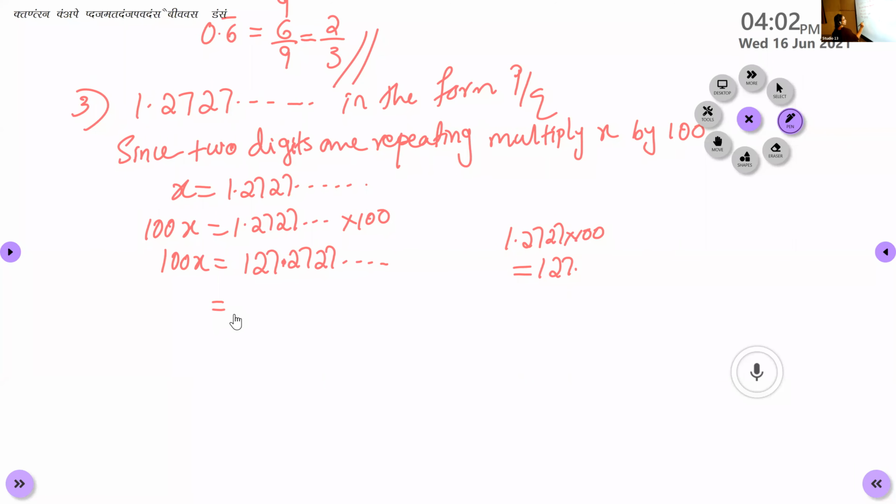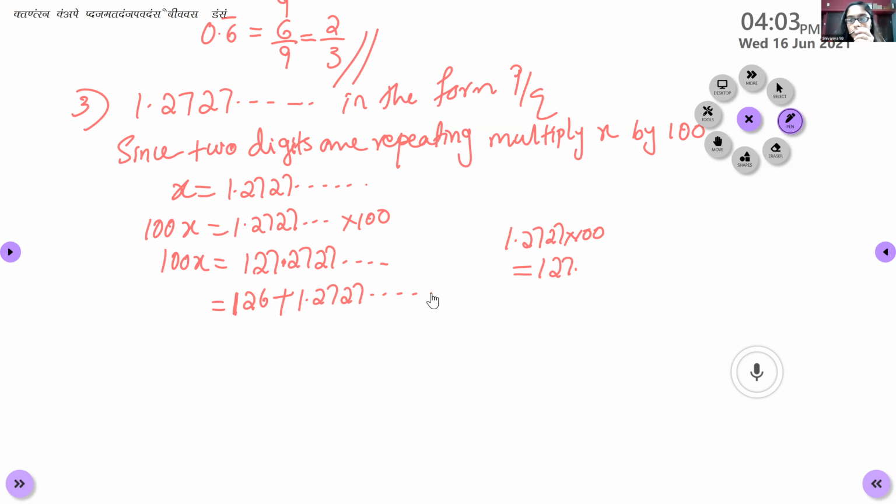So this is equal to 126 plus 1.2727. Here, plus this x must come. After writing a number, plus x must come there. So x is 1.2727. So what remaining? We need to write 126. Is this clear, this step?